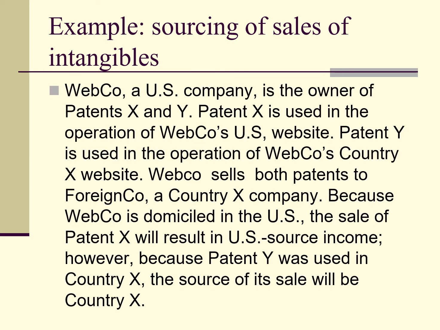Webco, a U.S. company, is the owner of patents X and Y. Patent X is used in the operation of Webco's U.S. website, and patent Y is used in the operation of Webco's Country X website. Webco sells both patents to ForeignCo, a Country X company. Because Webco is domiciled in the U.S., the sale of patent X will result in U.S. source income. However, because patent Y was used in Country X, the source of its sale will be Country X.